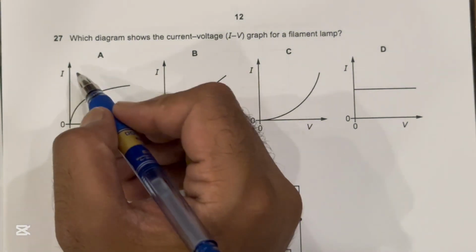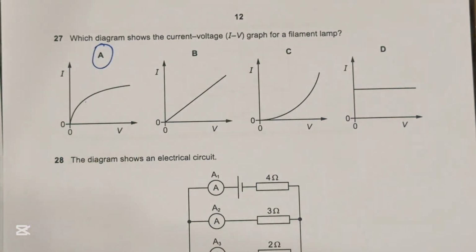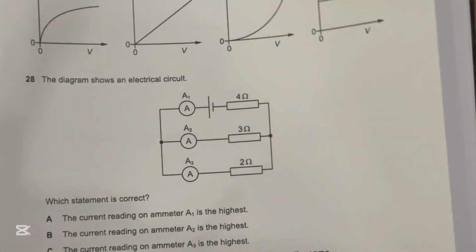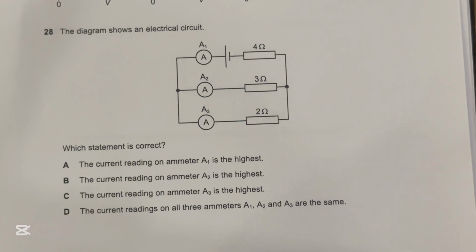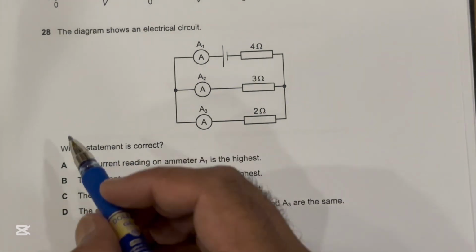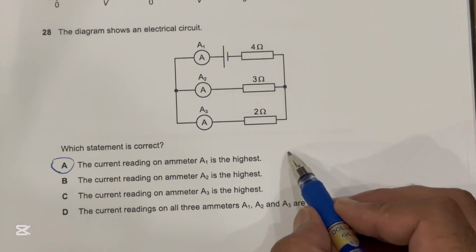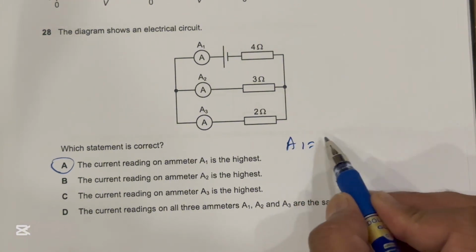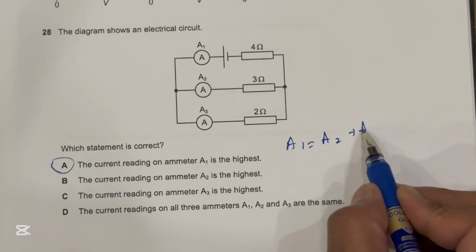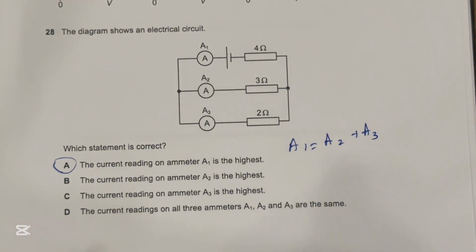So option number 27, A option is the best option. Moving to question number 28. The diagram shows an electric circuit. This statement is correct. The current reading on ammeter A1 is the highest one. Yes, this is the right choice, because the current reading of A1 would be equal to A2 plus A3. So at A1 the current reading would be highest.